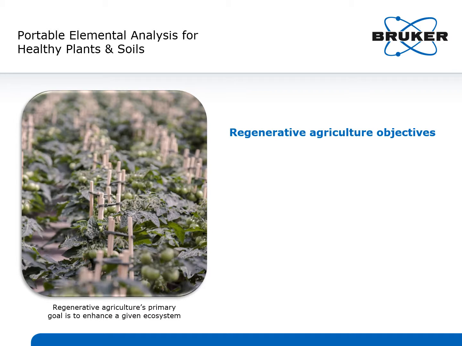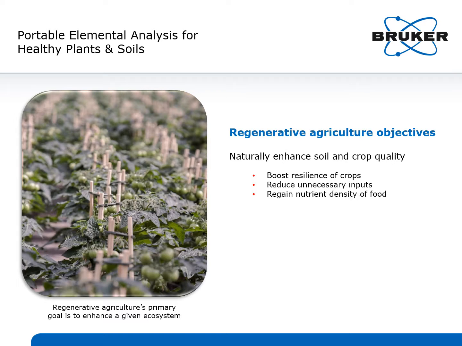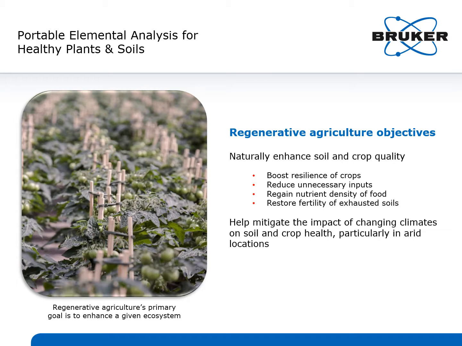Regenerative agriculture's primary goal is to enhance a given ecosystem. This includes practices to naturally enhance soil and crop quality, to boost the resilience of crops, to reduce unnecessary inputs such as excess fertilizers, to regain the nutrient density of food, and to restore the fertility of exhausted soils. These practices can help to mitigate the impact of changing climates on soil and crop health, including the ability to retain and sequester carbon dioxide and to increase the capacity of soils to hold more water.